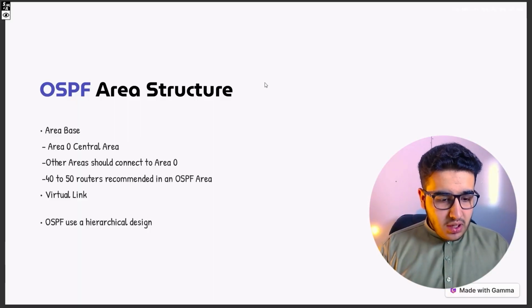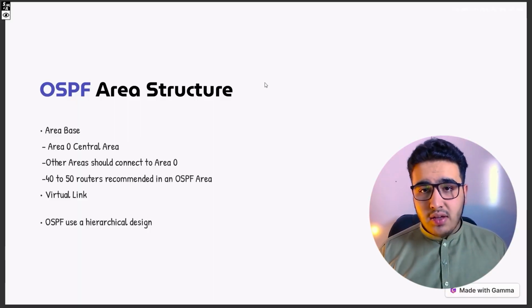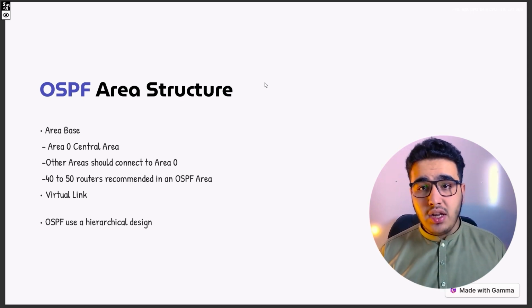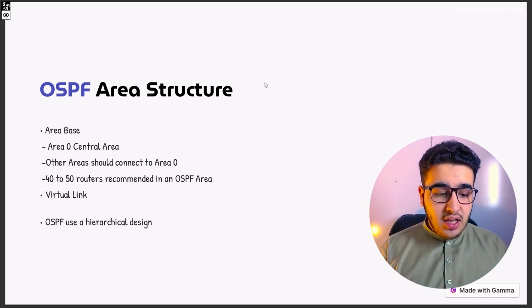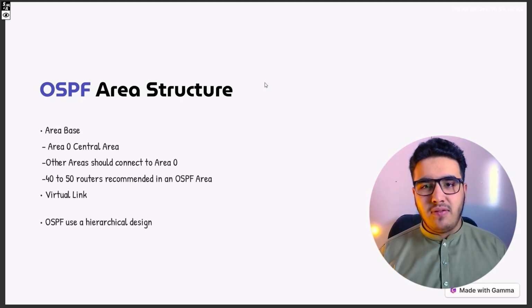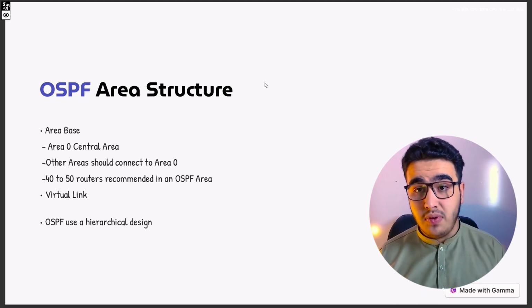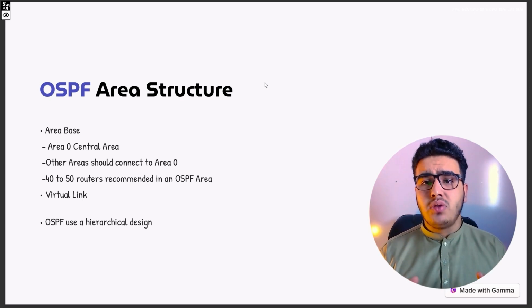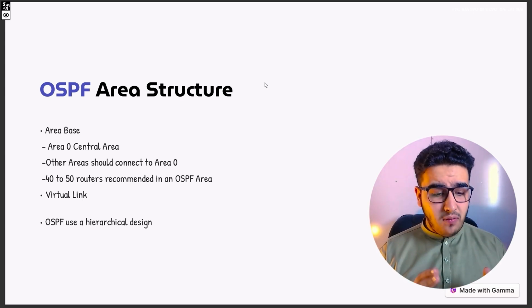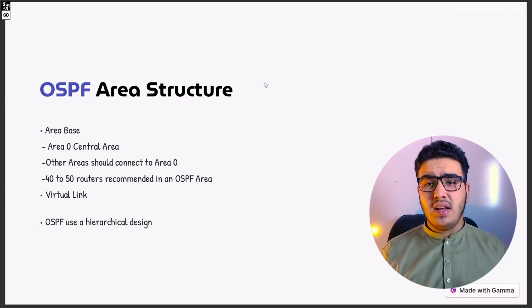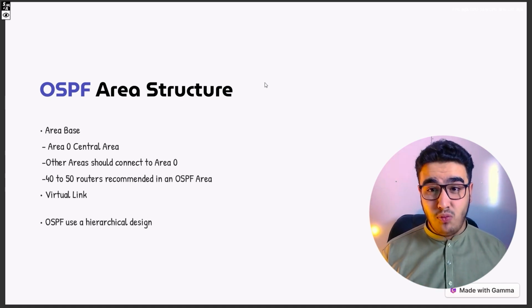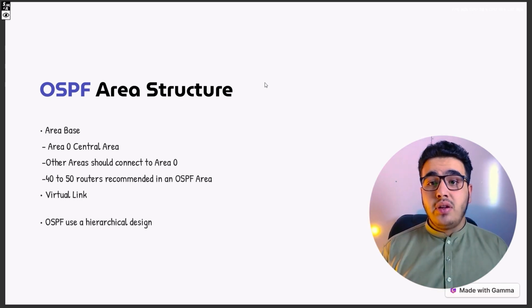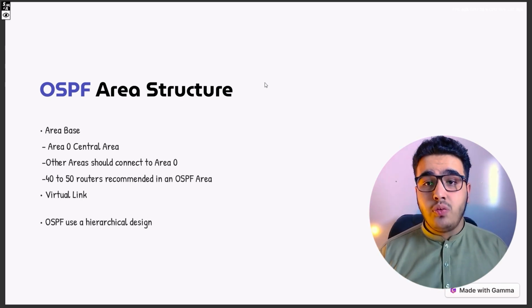So OSPF is based on areas. The central area is called area 0, and other areas should be connected to area 0. In each area, we recommend 40 to 50 routers, because we don't want it to get messy and we don't want our routing table to be full of networks. 40 to 50 routers is manageable, but more than that it's a little bit hard for us. So what should we do with areas that are not directly connected to area 0?